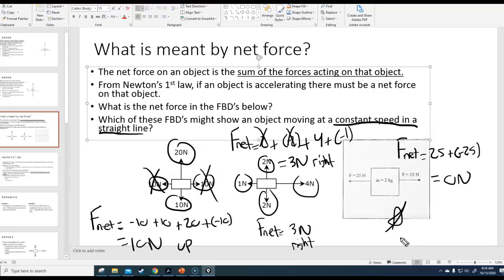Okay, so you should now be able to calculate net force. It's very easy to calculate. I talked about why net force is important before in terms of the first law, but now let's talk about Newton's second law. Pause it here if you need to finish writing this down.